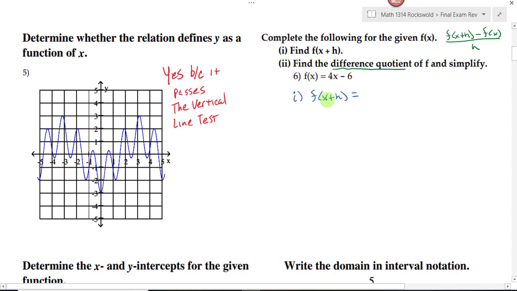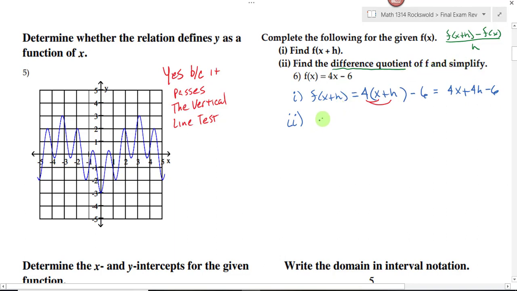If this is my function, all this means is go to this side of the function and in place of x, plug in x plus h. So f of x says you take 4 times something and subtract 6. That something for this problem is x plus h. Then we simplify this. How do I simplify this? I distribute the 4, and when I do that, I get that this is equal to 4x plus 4h minus 6. Part 2 is to find the difference quotient of f and then simplify.